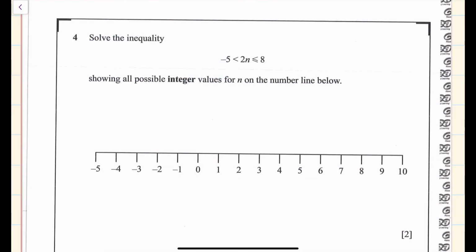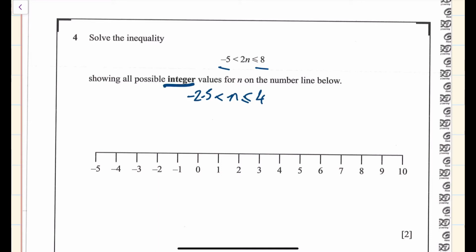Next up is an inequality question, question 4. It says, solve the following inequality. Minus 5 is less than 2n is less than or equal to 8, showing all possible integer values of n on the number line. So integer means your whole numbers. The first thing we want to do is divide through the minus 5 and the 8 by 2, which will give you an n in the middle. 8 divided by 2 gives you 4. The minus 5 divided by 2 is minus 2.5.